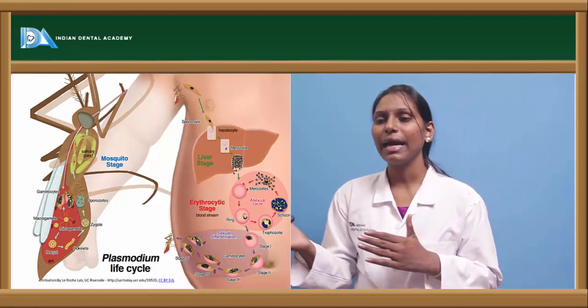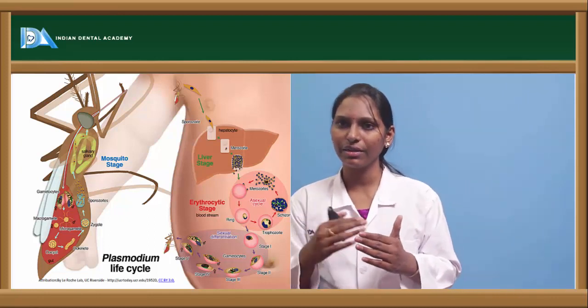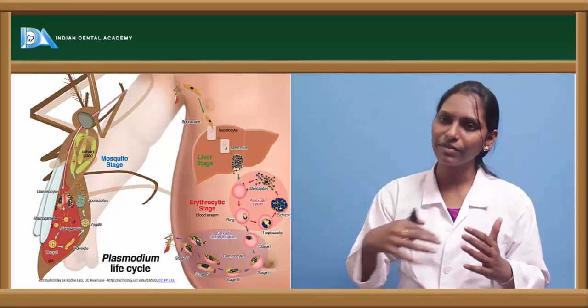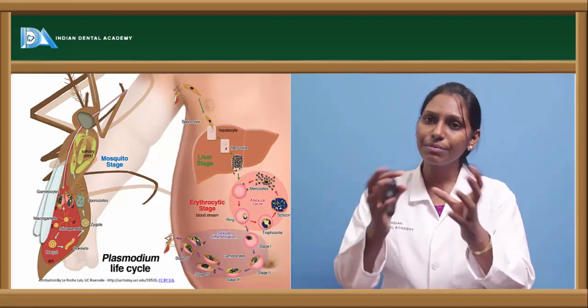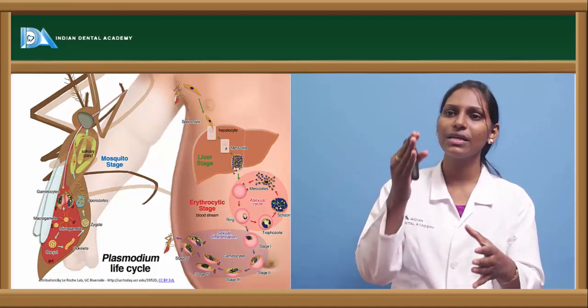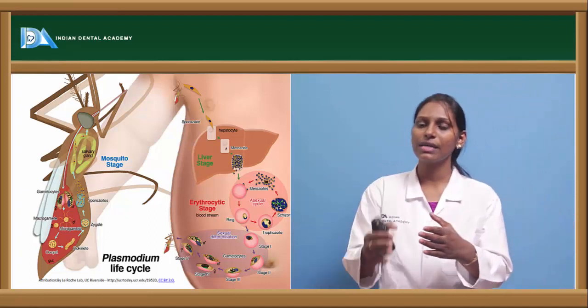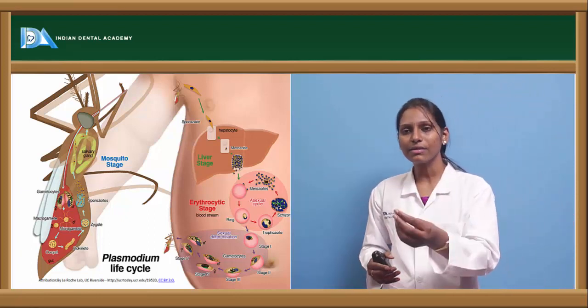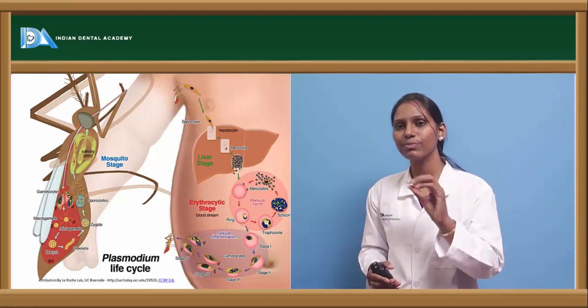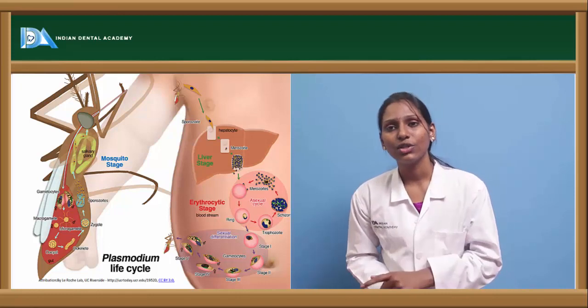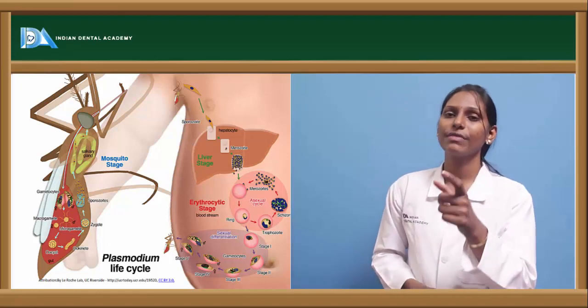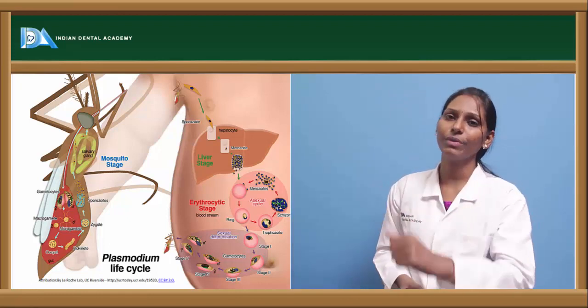From there, the microgametes multiply and develop into a zygote. After this zygote bursts, it releases a number of sporozoites. These sporozoites enter into the salivary gland. When this mosquito, which has sporozoites within the salivary gland, bites another normal human being, the sporozoites from the mosquito saliva enter into the human body.